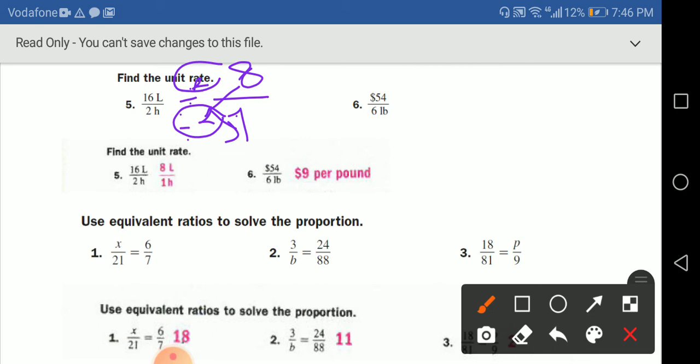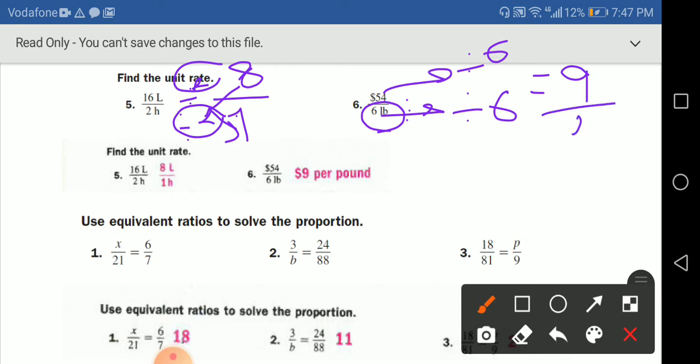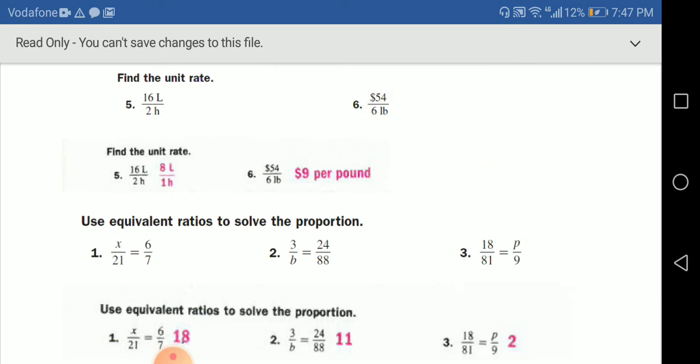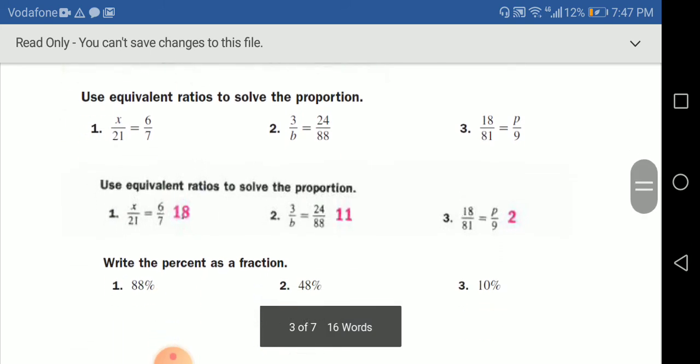What about here 54 and here 6? So I'm dividing by the denominator, 6, and the numerator by the same. Why didn't we divide it by 54? Because I need that denominator to be 1. 54 divided by 6 gives me what, guys? Gives me 9. 6 divided by 6 gives me 1. So we have here 9 per pound. Okay, easy, I think it is.